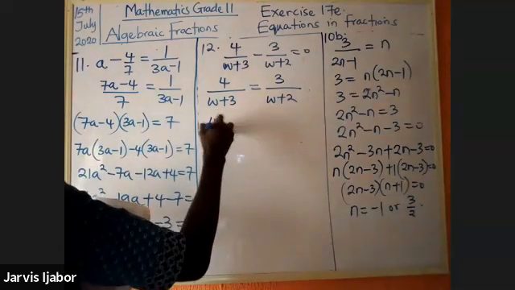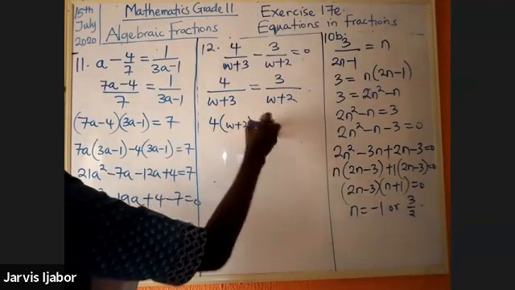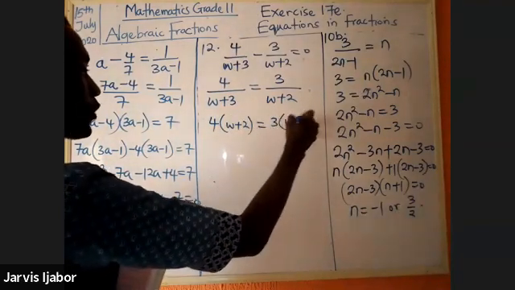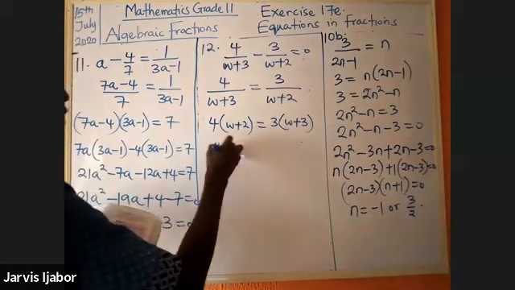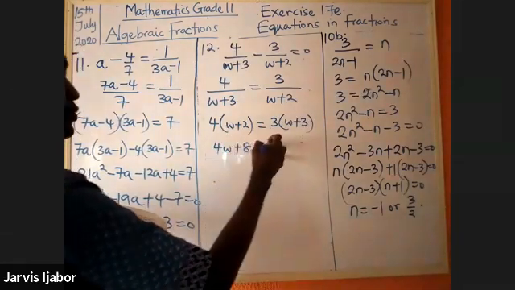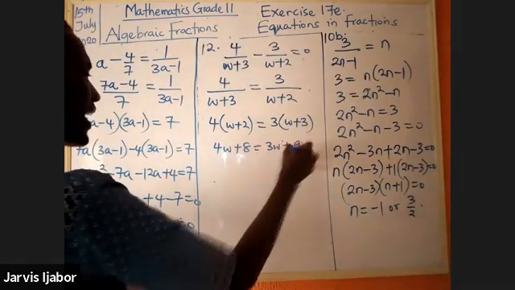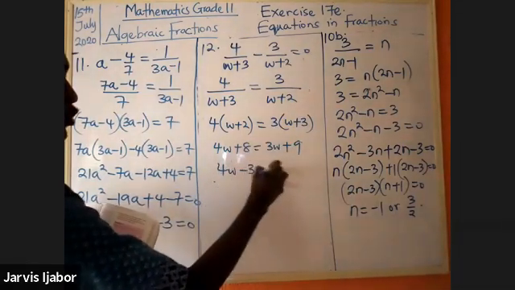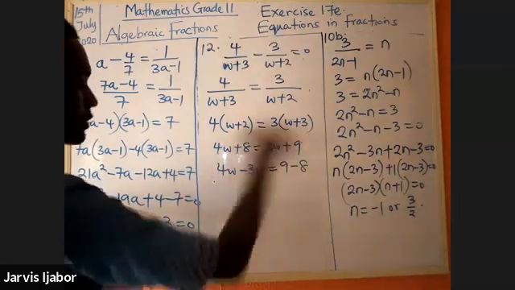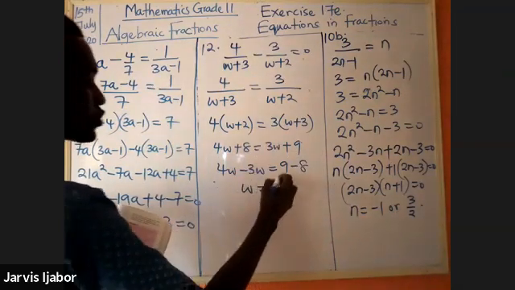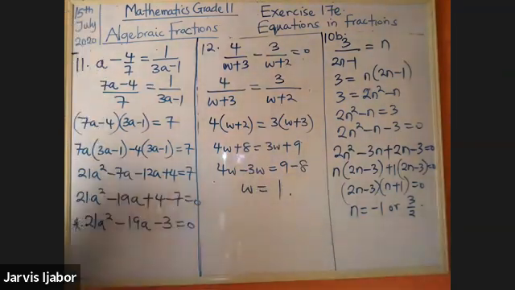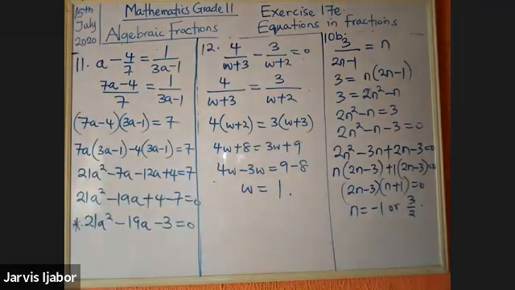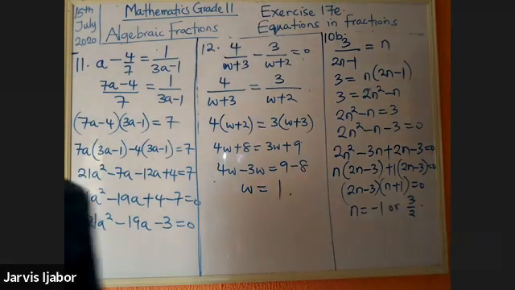So this will give me 4 into w plus 2 equal to 3 into w plus 3. 4w plus 8 equal to 3w plus 9. And that will mean that 4w minus 3w will be equal to 9 minus 8. So w will be equal to 1. So you see that in this particular question, what we have is more or less a linear equation.